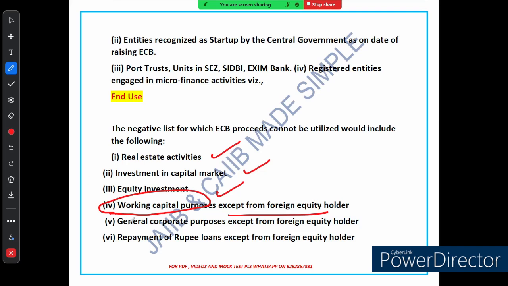And this general corporate purposes, you cannot use this money for general corporate purposes except from a foreign equity holder. And finally is repayment of rupee loan except from a foreign equity holder. So these are the negative list. This shows the negative list.